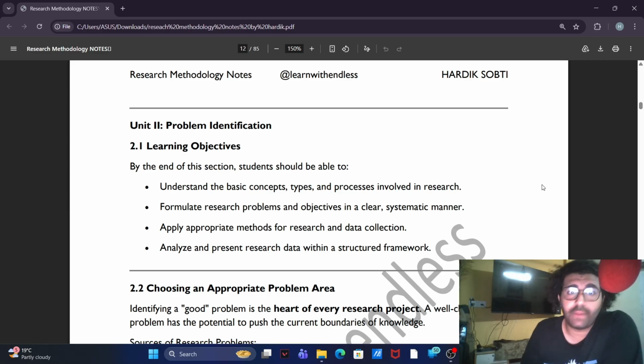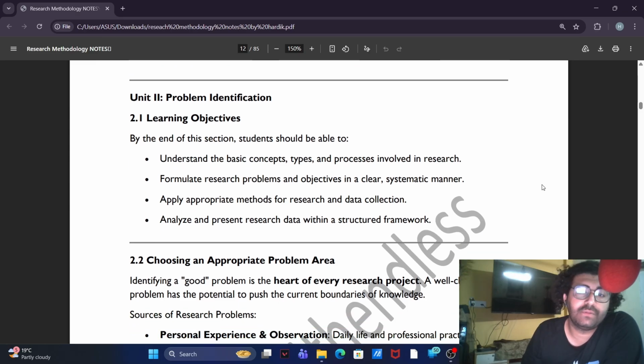Unit 2: Problem Identification. By the end of the section you guys will be able to understand the basic concepts, types and process involved in research, formulate research problems and objectives in a clear, systematic manner, apply appropriate methods for research and data collection, and analyze and present research data within a structured framework.